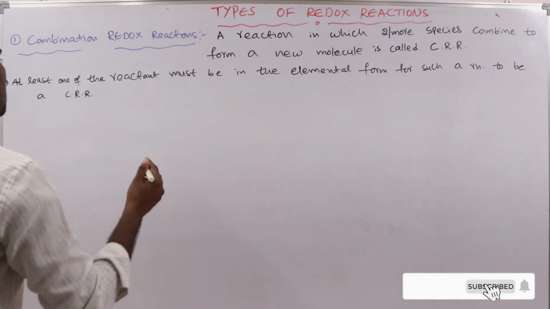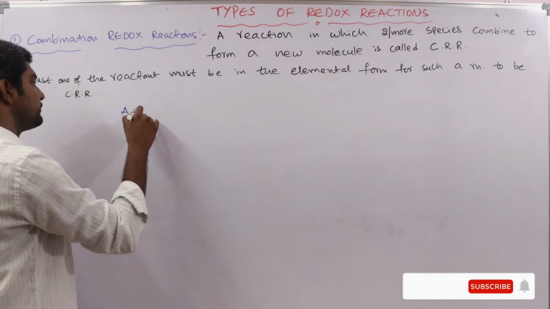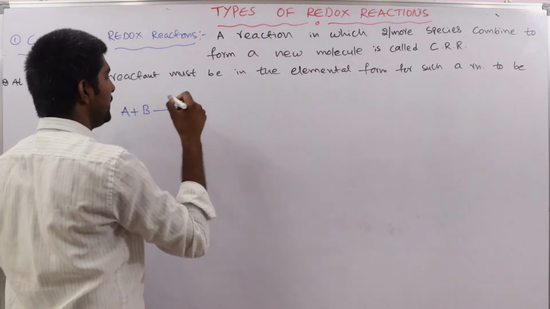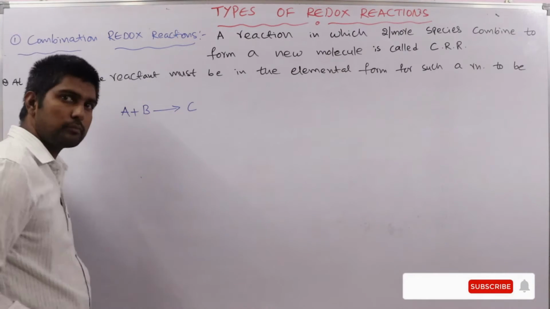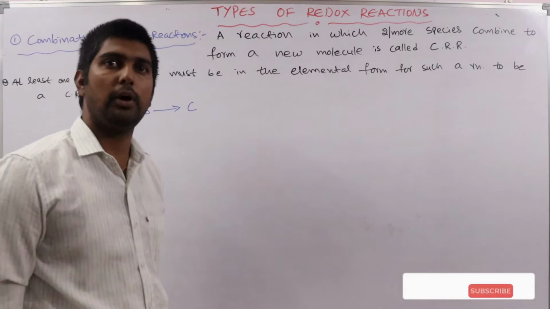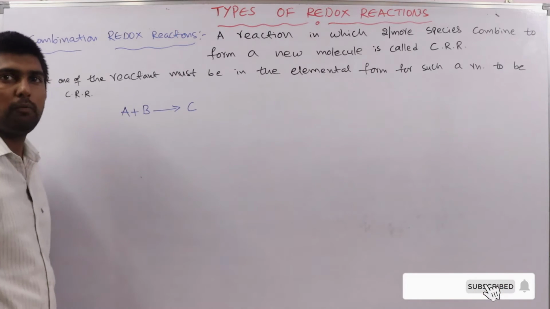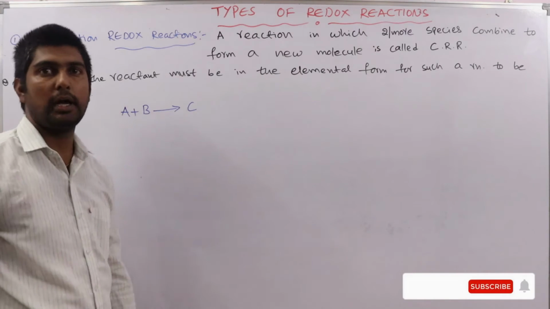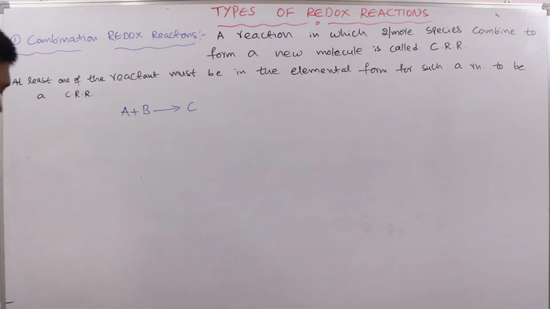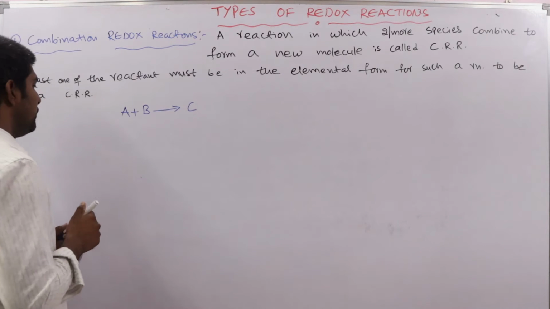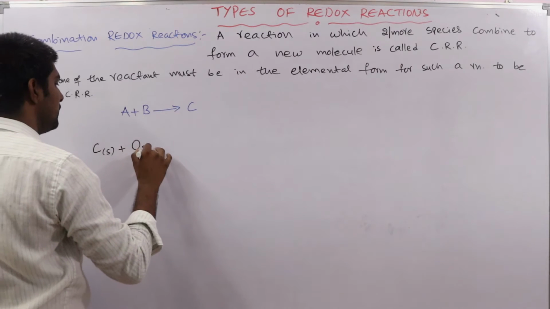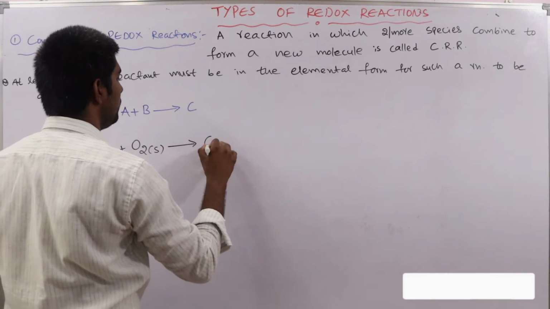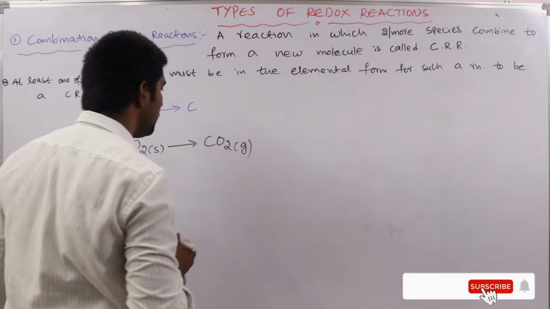Let us see a general example. Suppose A plus B are combining to give C. So this is a general redox reaction. Here A or B, at least one must be in the elemental form, or both can be in the elemental form. Then only this reaction is considered as a combination redox reaction. Let us see with an example. Suppose here we have carbon. When this reacts with O2, it gives CO2 gas.